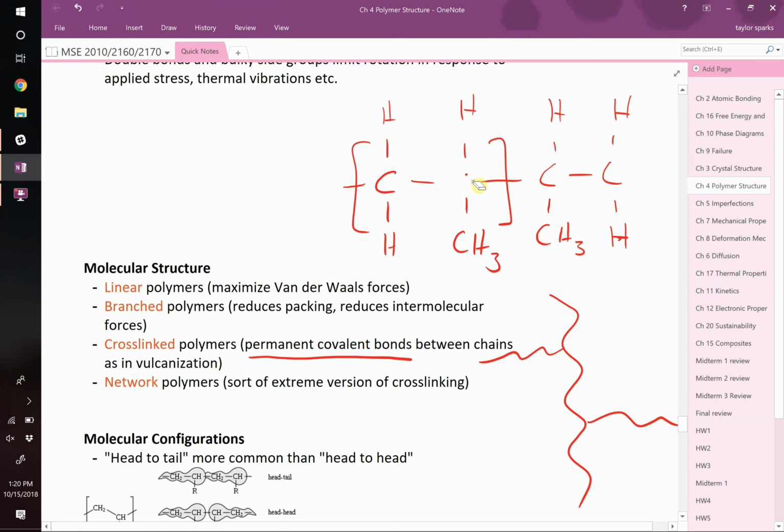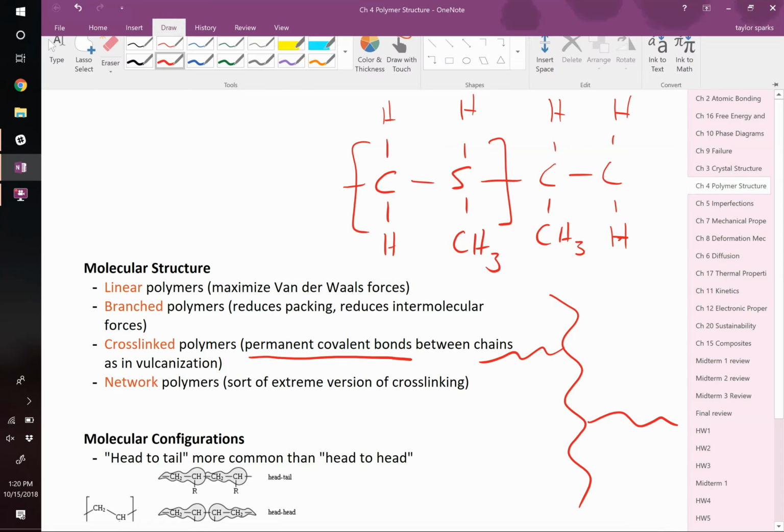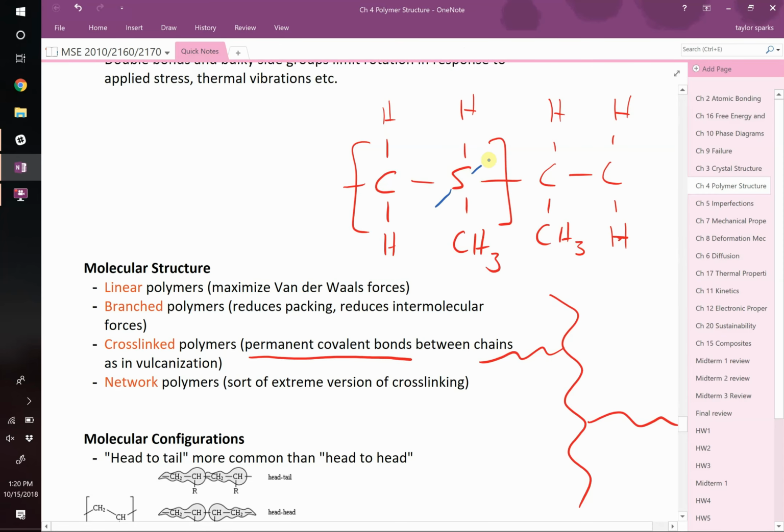But if you put a sulfur there, all of a sudden that sulfur has 4 bonds there, but it can have 2 more. So you could imagine that it could put a bond going sort of in and out of the board as well. And that's going to allow it to bond to other polymer chains or to itself. Maybe it's going to bend around itself and then bond again.